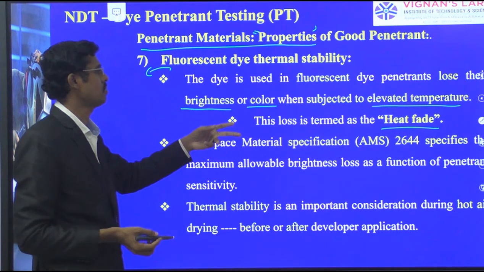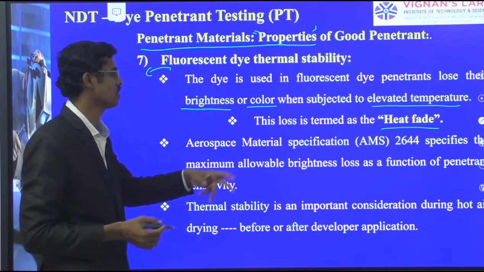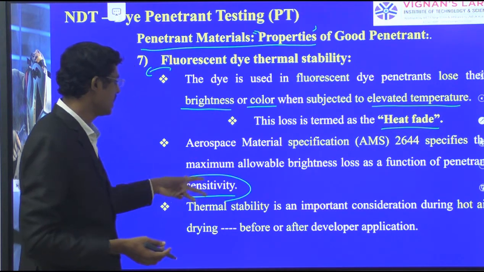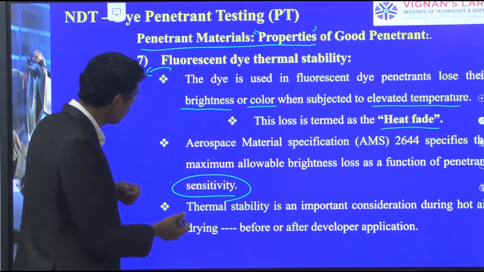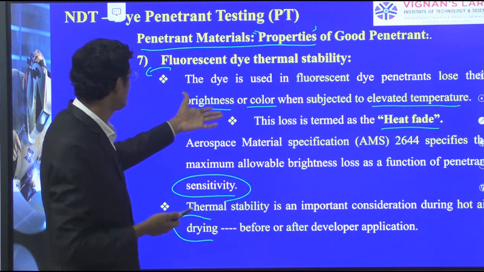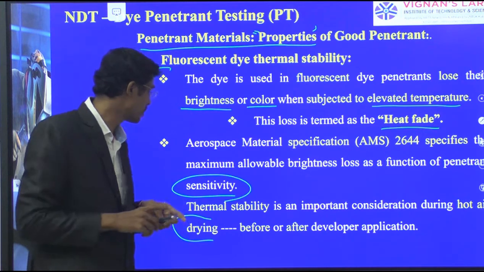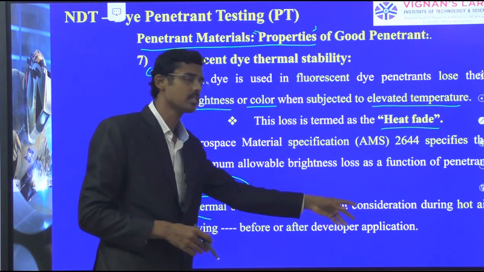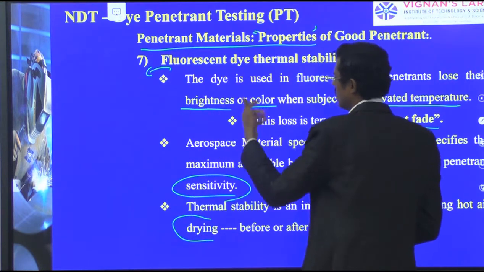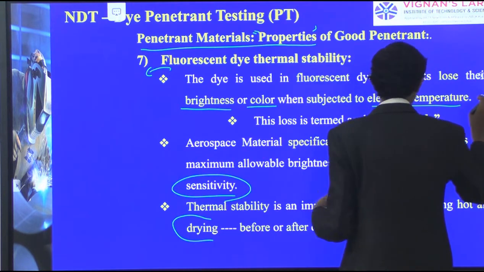Aerospace Material Specification AMS 2644 specifies the maximum allowable brightness loss as a function of penetrant sensitivity. Thermal stability is an important consideration during hot air drying. Hot air drying means a rise of temperature. During the rise of temperature, the color or brightness should not vanish. After drying only, we are going to inspect, before or after the developer is applied. It may happen before or after, but the color and brightness of the penetrant should not change due to the increase of temperature. It should be stable.